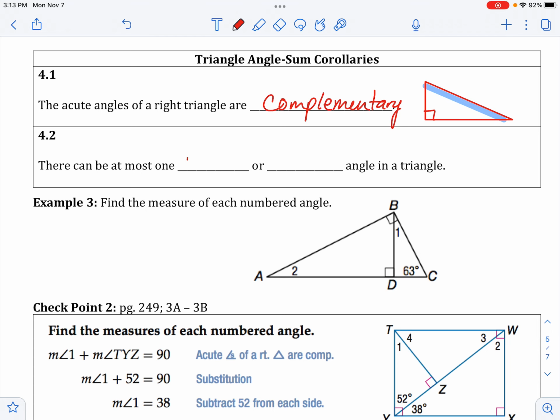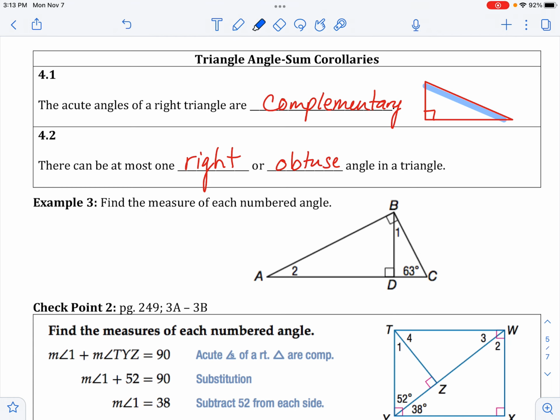And there can be at most one right angle or one obtuse angle in a triangle. Because what would happen if I tried to have two right angles and maybe like a 1 degree angle? I get 181, and we know that breaks our rule. I can't have three angles where two of them are 90 that add up to 180. Same thing, I can't have like 107 degrees and 123 degrees plus something else to get 180. It just won't work. So I can have at most one right angle or one obtuse angle.